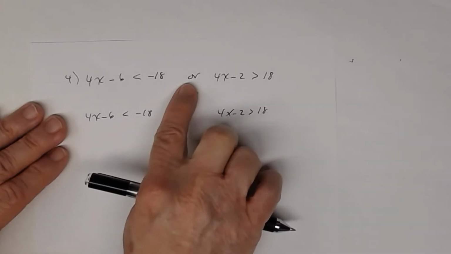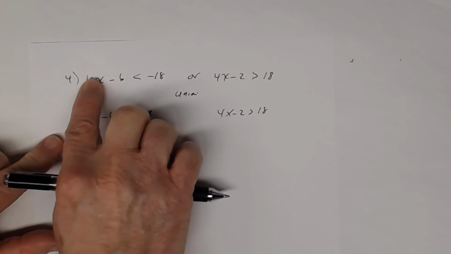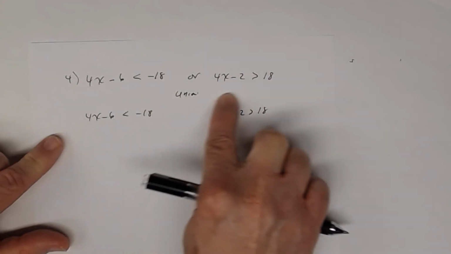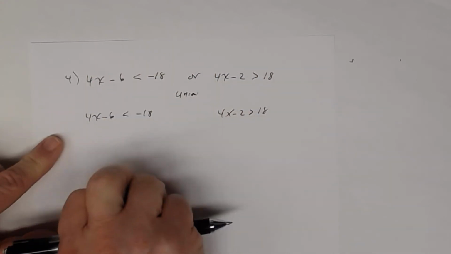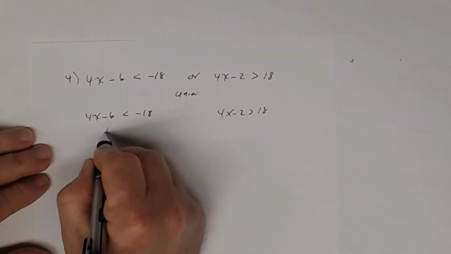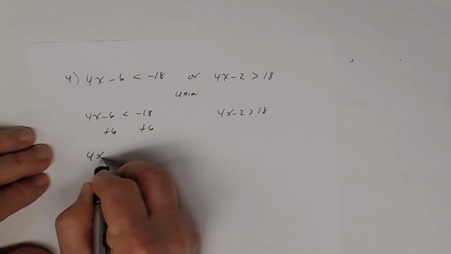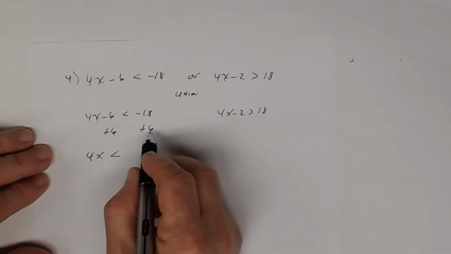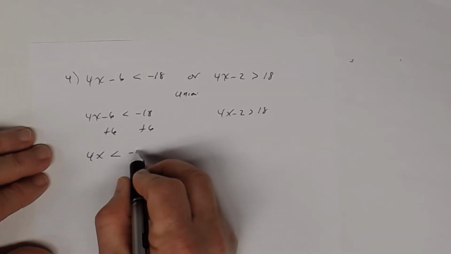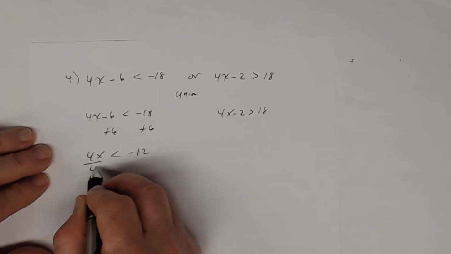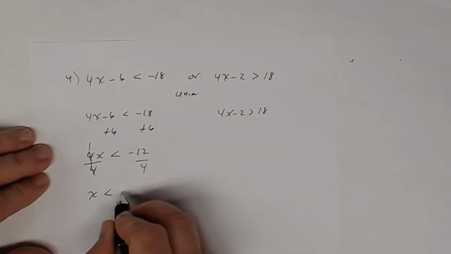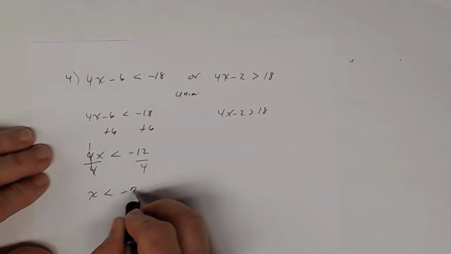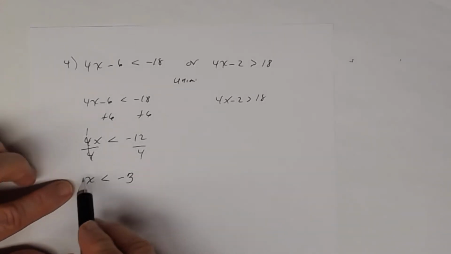Now remember, this is an OR statement, so that means that any solution here is a solution to the compound statement. Any solution to this one is a solution to this compound statement. All right, so let's go ahead and add 6 to both sides. So I get 4x is less than negative 18 plus 6, which is negative 12. Dividing both sides by 4, and then reducing, 4 divided by 4 is 1, 1 times x is x. I get x is less than negative 3.